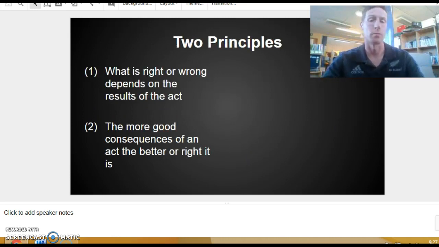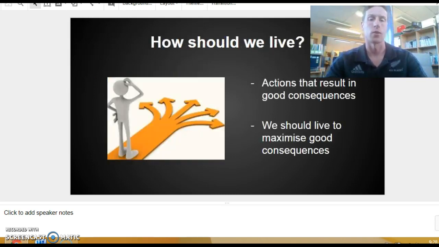Now, consequentialism is based on 2 principles. The first is that whether or not the act is right or wrong depends on the result of the act. So if lying to someone makes them feel good and makes the person lying feel good, then it must be right. And the second principle is that the more good consequences the act produces, the better or more right act it is. So if the action we take has positive outcomes for people and makes them feel happy and feel good, then that means the act we've done was a good act.